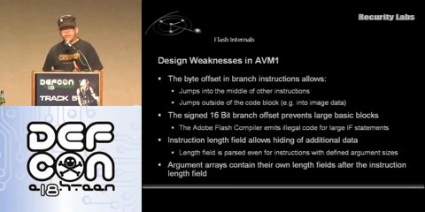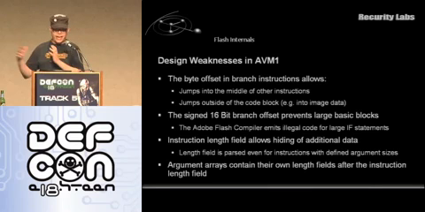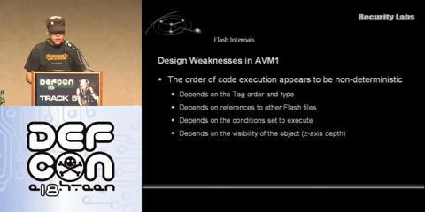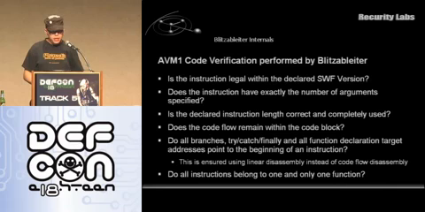The various length fields in the instruction set allow you to hide a lot of data in the tail of the instruction, and that's commonly done in Flash code obfuscation software. So, and as I said, the order of code execution is highly dependent on where the shape of the file currently is. So this is where Blitzableiter comes in and disassembles the whole thing and verifies a lot of things.